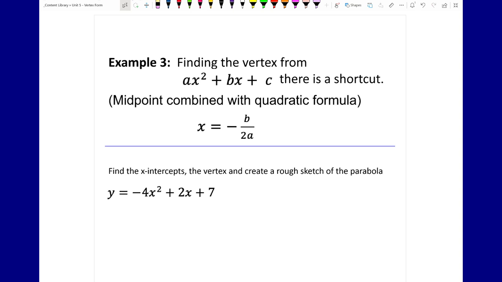Now, kind of to shortcut it, the x value of the vertex from standard form can be found by doing x equals negative b divided by 2a. So this is also our axis of symmetry, right? The x value of our vertex is our axis of symmetry. Axis of symmetry, or the x value of the vertex.